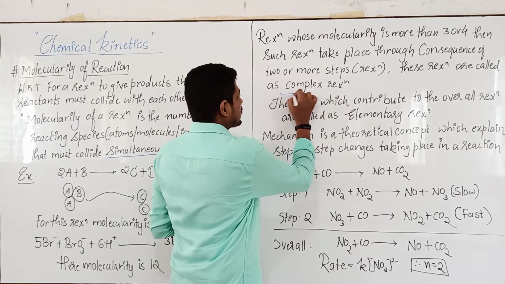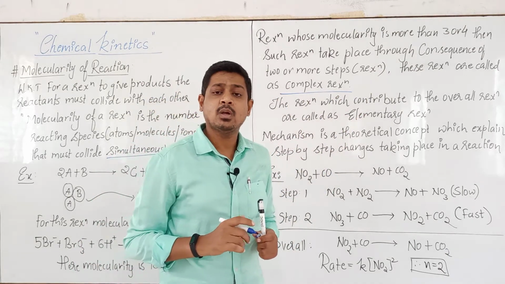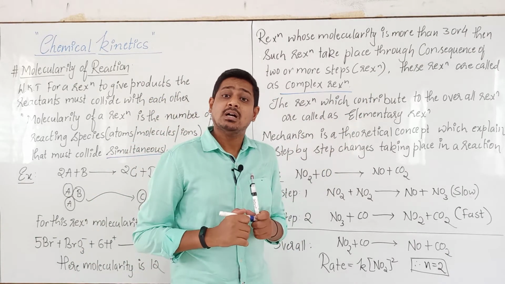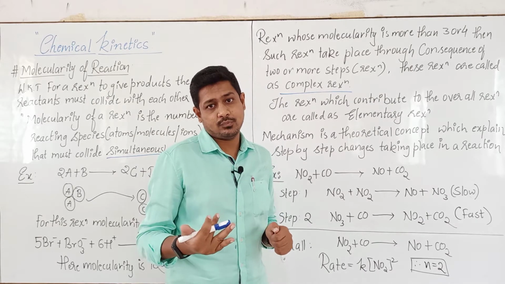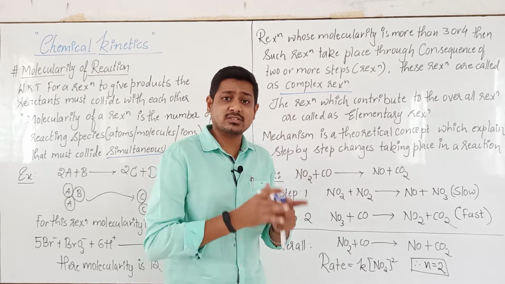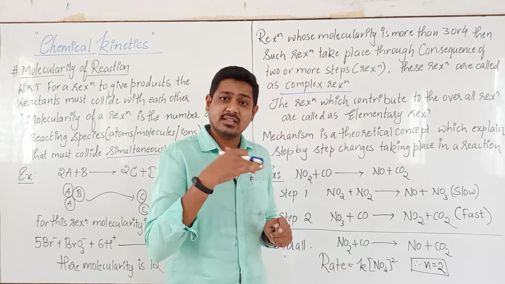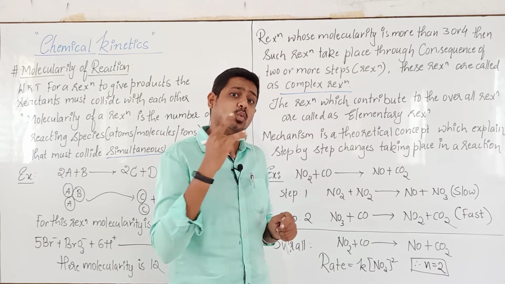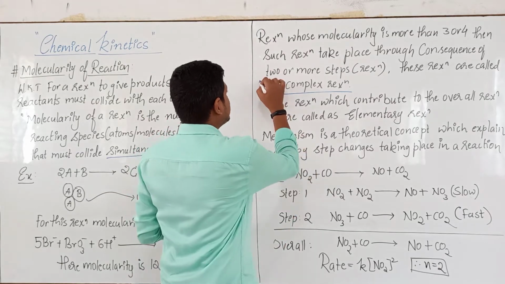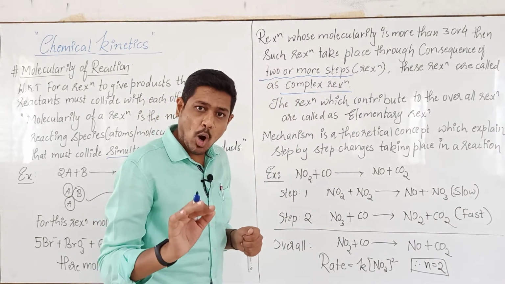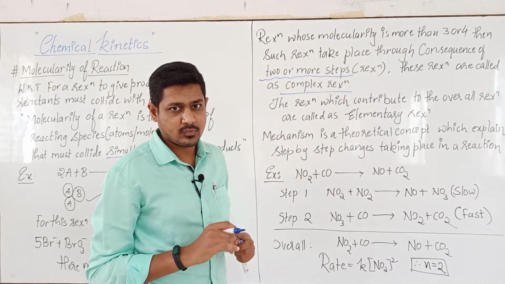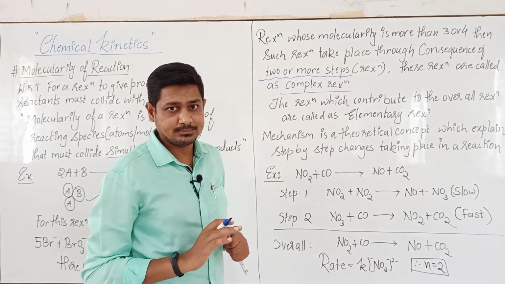Now, what is the meaning of complex reactions? Complex reactions means the reactions wherein more than 3 reacting species must collide simultaneously. Such reactions will not take place in one step, but they will take place in 2 or more steps. Such reactions are called complex reactions. I hope you are understanding, students.